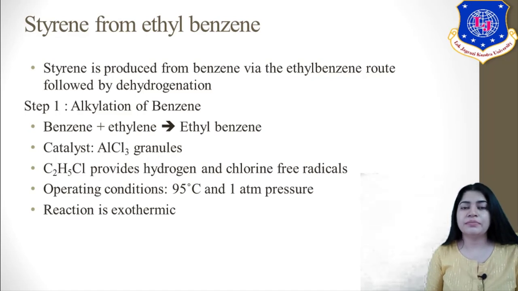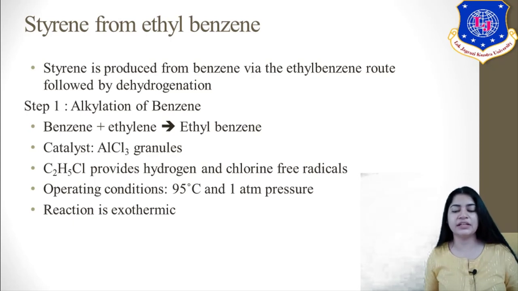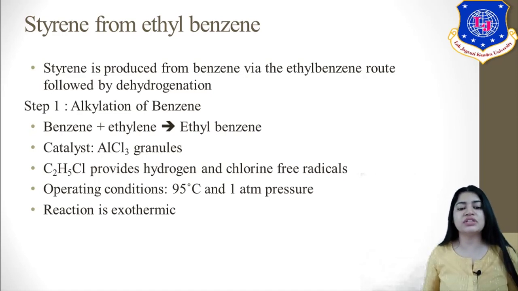Your process is that you are obtaining styrene from ethyl benzene. There are many routes to obtain certain petrochemicals, but here we are mainly concerned with styrene from ethyl benzene. Now, how is ethyl benzene made? It is obtained from benzene. Ethylation of benzene will give you ethyl benzene, which when further reacted gives you styrene. So styrene is produced from benzene via the ethyl benzene route. First you convert benzene into ethyl benzene, and the second reaction that follows is dehydrogenation of ethyl benzene, which gives you styrene.